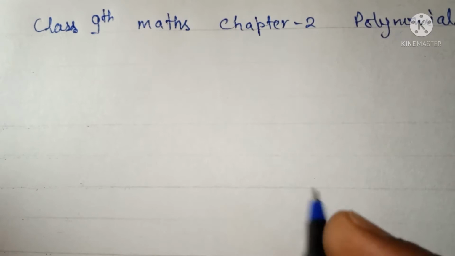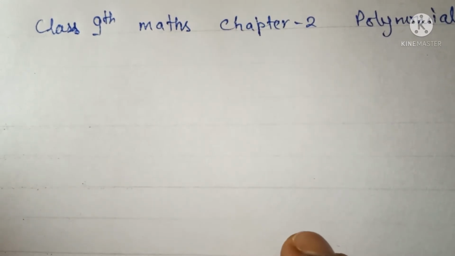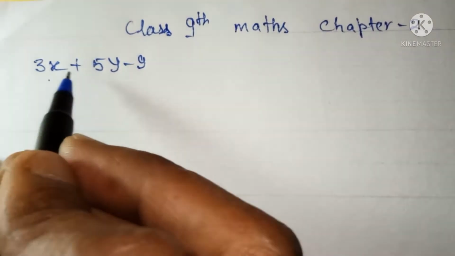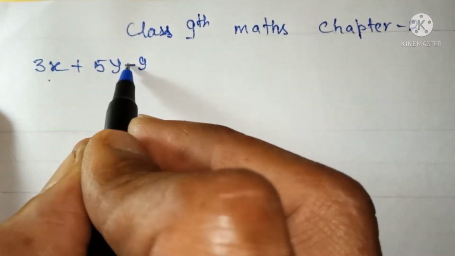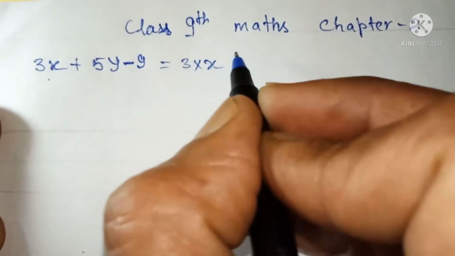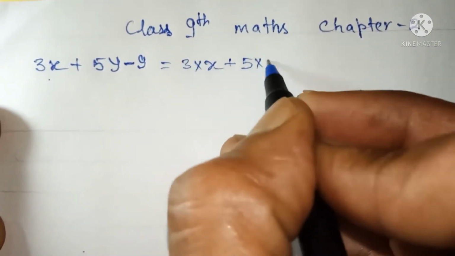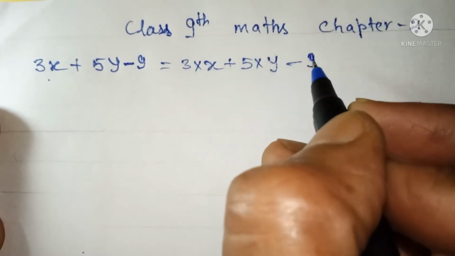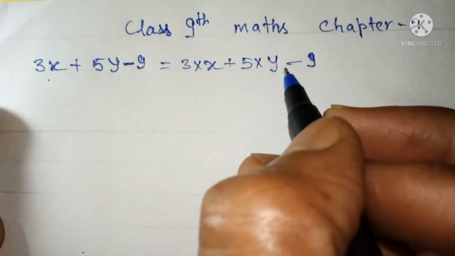Students, today we will learn about polynomials. Before knowing about polynomials, let us have a look at algebraic expressions. Let us take an example: 3x plus 5y minus 9. This can be written as 3 into x plus 5 into y minus 9. You have seen this type of expression in class 8th.